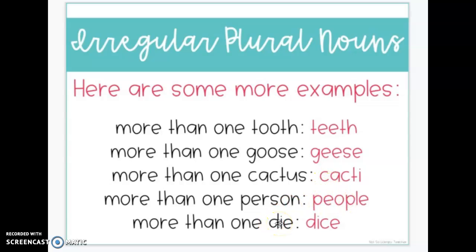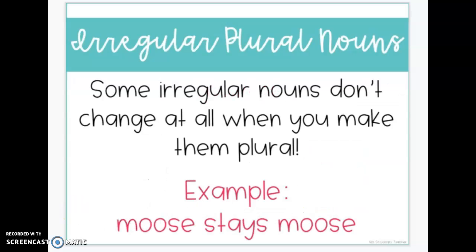Now this one's interesting because a lot of people don't know this one. But you know when you play games and you have to roll the dice? Well, if you're only rolling one, it is called a die. If you're rolling more than one, it's called dice. So dice is the plural noun that we're used to, and die would just be one single thing that you're rolling. So die, more than one die would be dice.